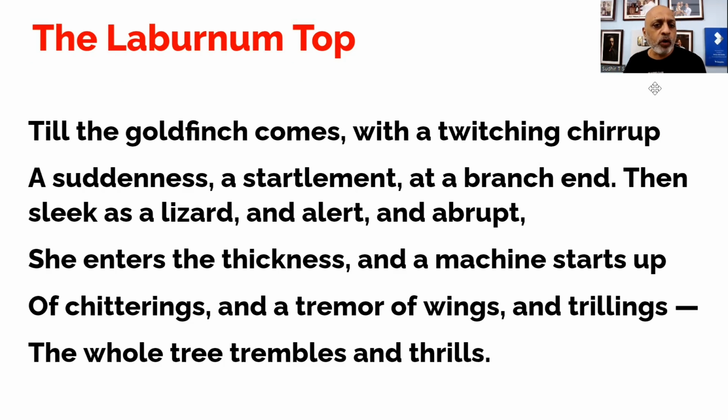Second stanza, till the goldfinch comes with a twitching chirrup. Okay, chirrup is referring to the repetitive high-pitched sounds made by a bird. Twitching is referring to a sudden jerky movement. You know, अचानक से एक तरह से jerky kind of movement. It is suddenness, it is startlement. You know, startle मतलब जब कोई एक तरह से चौंक जाए, right? At a branch end, because the bird has come and sat on the end of a branch, so there is a bit of a sudden jerky movement, right?